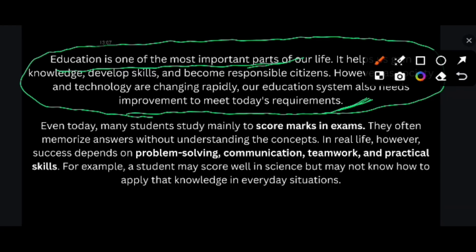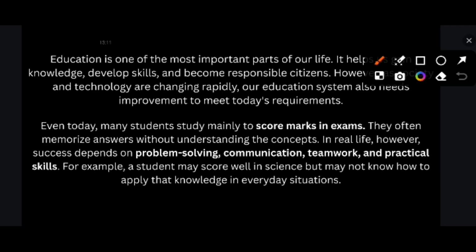Then next, even today many students study mainly to score good marks in exams. They often memorize answers without understanding the concept. In real life, however, success depends upon what? Problem solving, communication, teamwork, and practical skills.